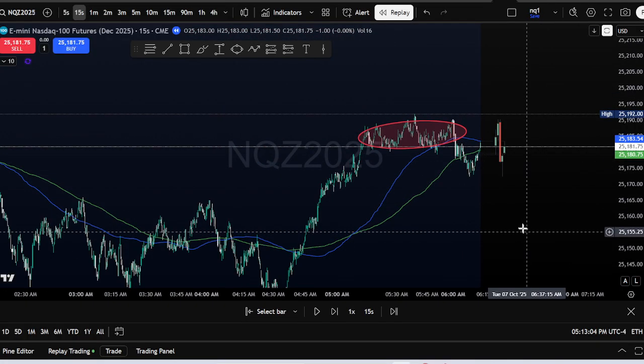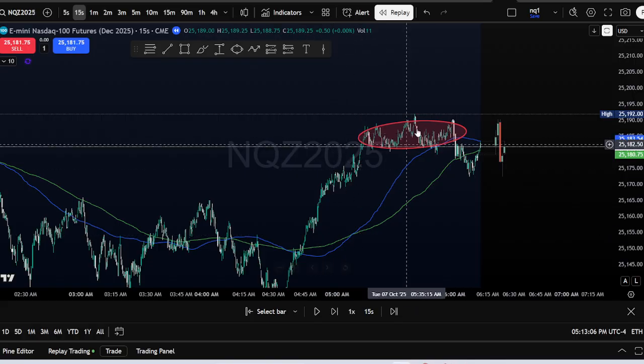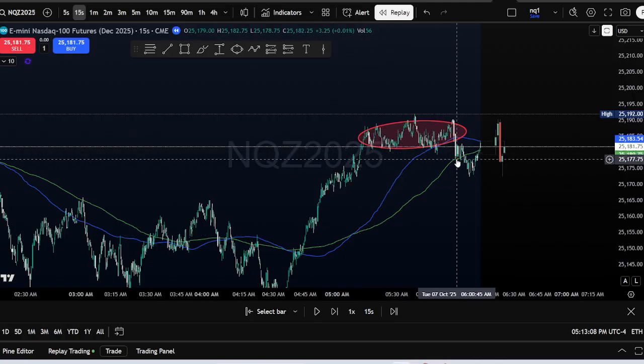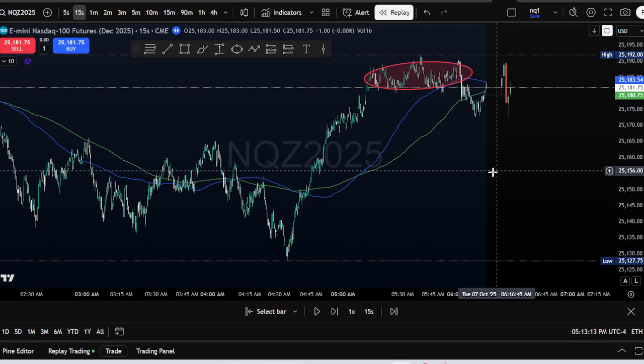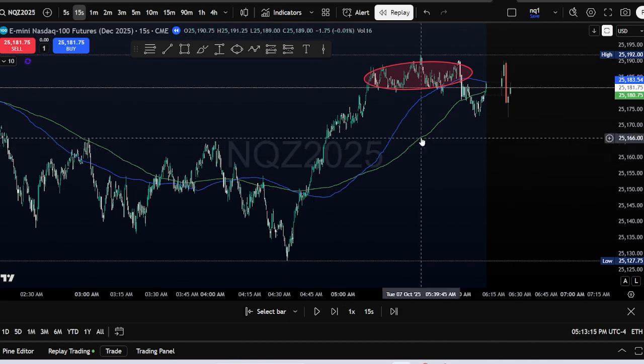Okay, and what I see on this one is it swept the lows and it's having a reaction there. It's not just going down further. We do have a breaker on a higher time frame.